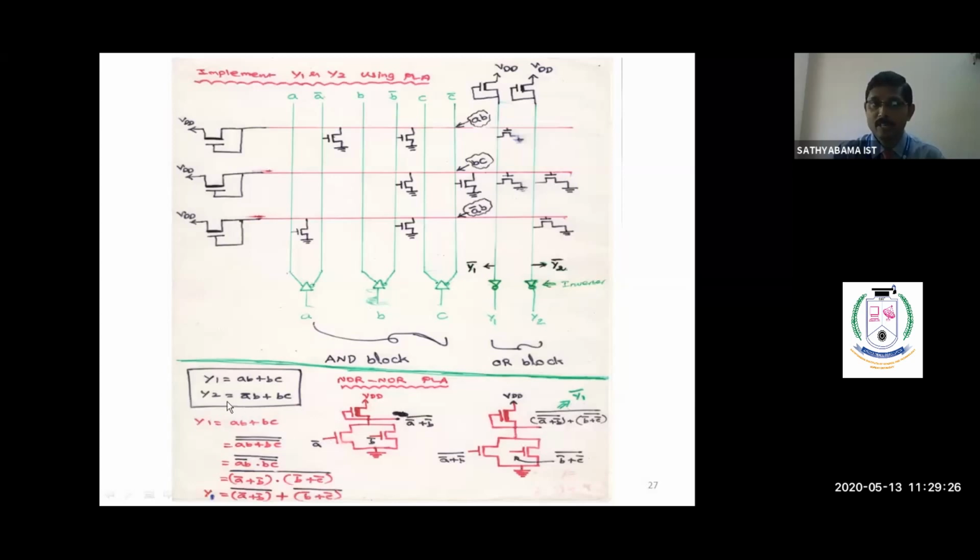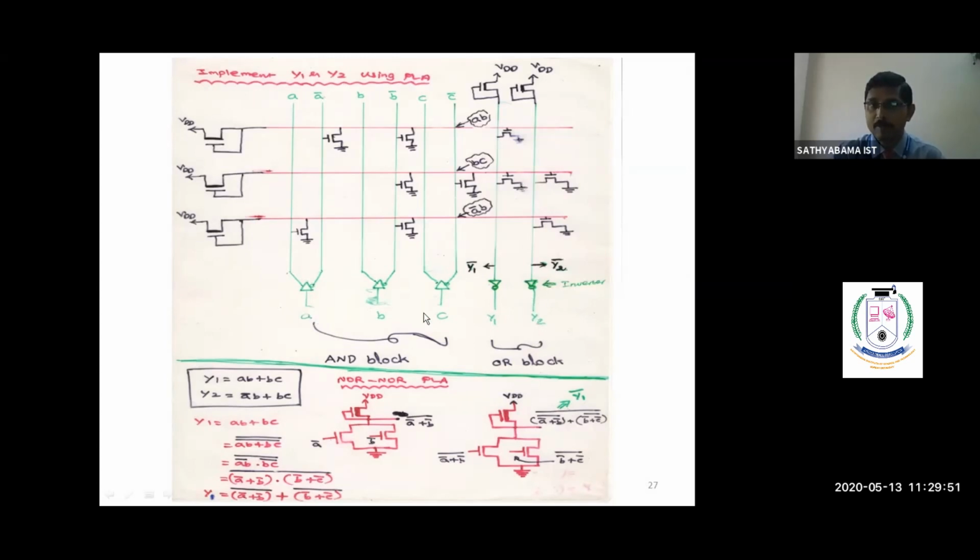Similarly, the Y2 function depends on A bar B and BC. This is the line belonging to BC, so I am making one transistor here. This is the line belonging to A bar B, therefore I am making another transistor here. Therefore, these two transistors are connected in parallel, and this is the depletion mode transistor. Therefore, these three transistors are nothing but this configuration. So I am getting Y2 bar here. Then finally I am connecting one inverter here. I am getting the final output Y2.